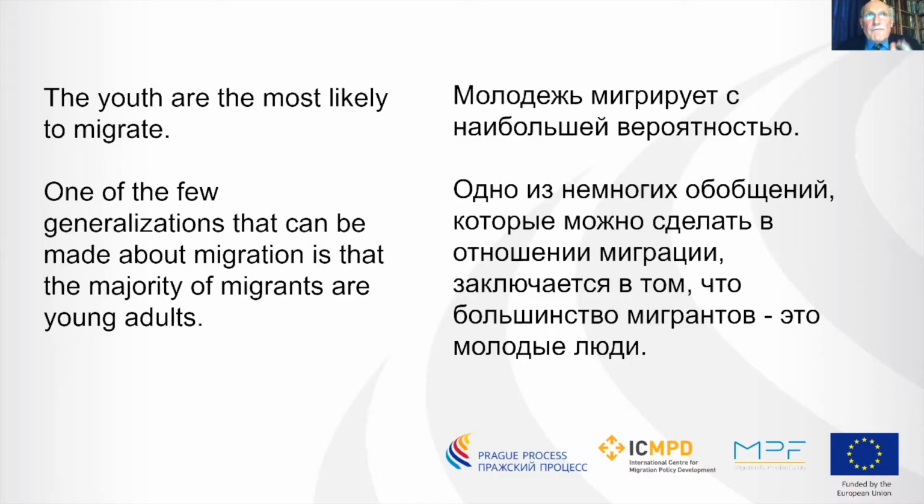Okay, I just want to flag this up. This is the importance of youth. There are very few robust generalizations we can make about migration. But one of them is that the majority of people who migrate, the majority of people who move, are young adults. So in fact, the number of migrants in any population is a function, not a simple function, but a function of the number of young adults available to migrate.